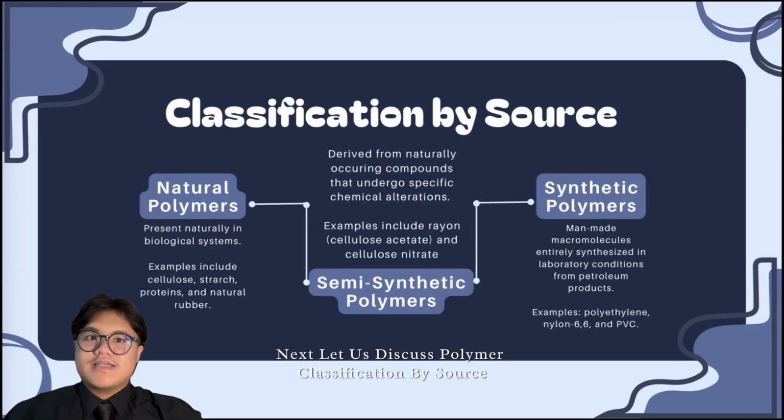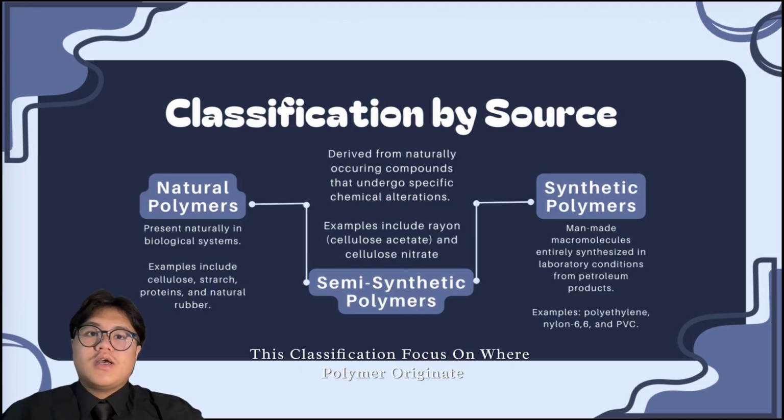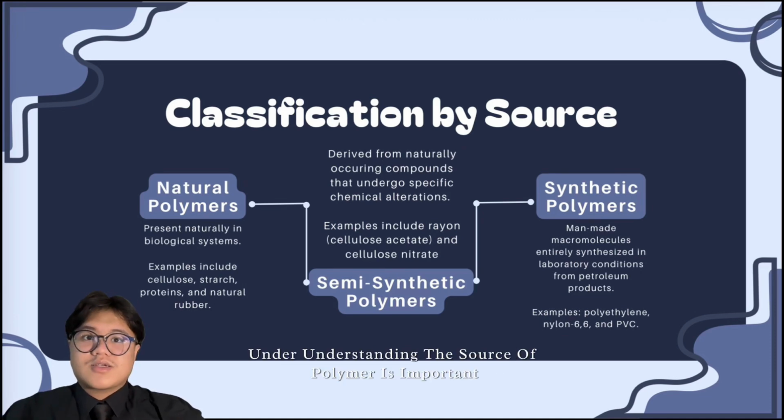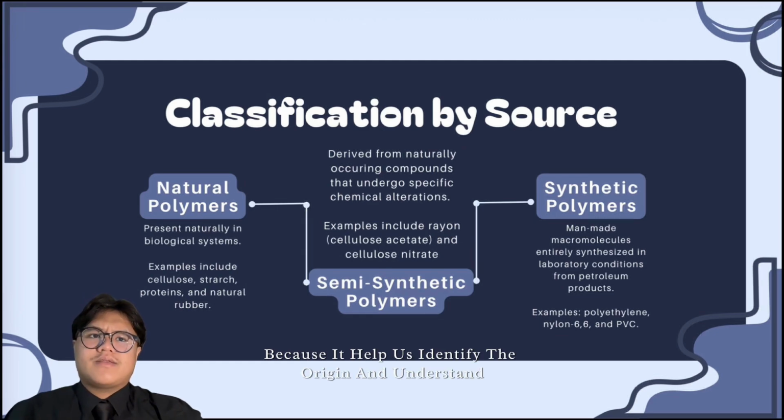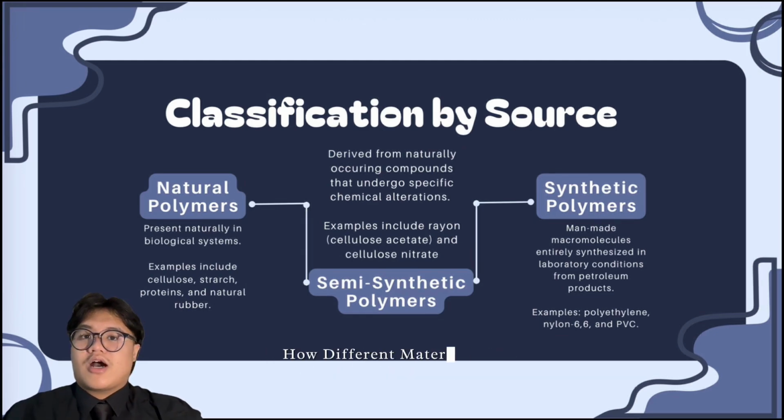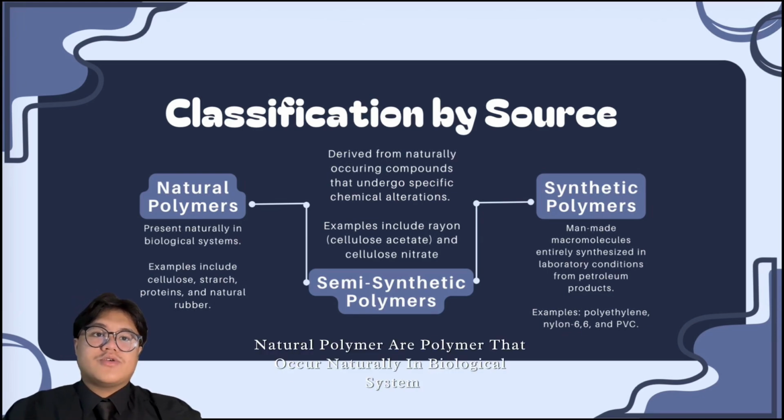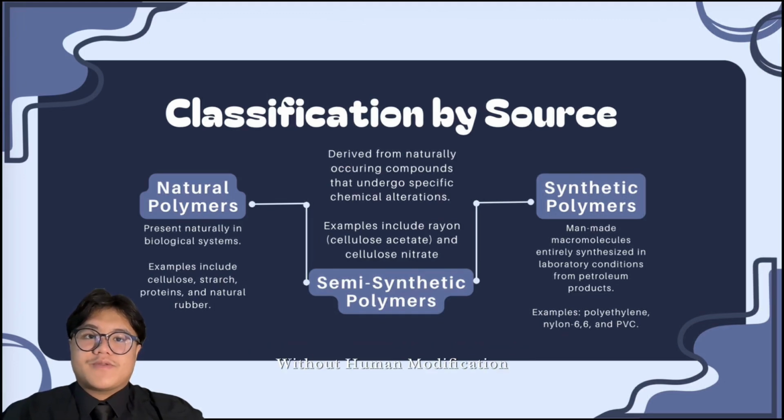Next, let us discuss polymer classification by source. This classification focuses on where polymers originate and how they are produced. Understanding the source of polymers is important because it helps us identify the origin and understand how different materials are developed for specific use. Firstly, natural polymers are polymers that occur naturally in biological systems without human modification.